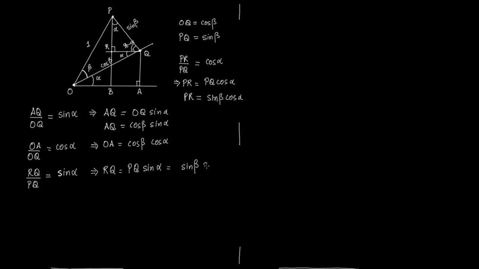Then we just multiply both sides by PQ, and you know PQ is sin beta. We have found that before. This is the second equation we wrote at the top of the slide. So these are all the relations we need to know.